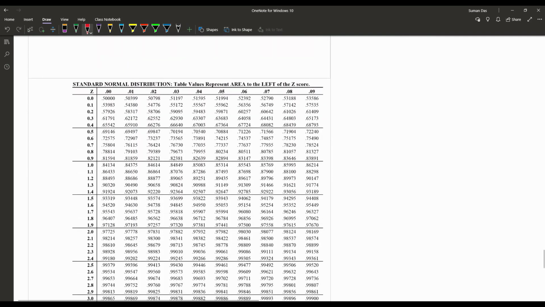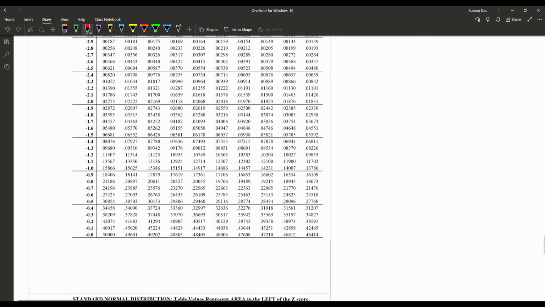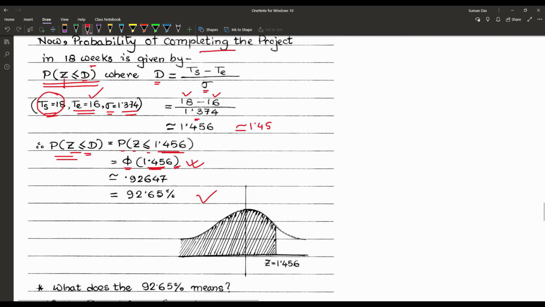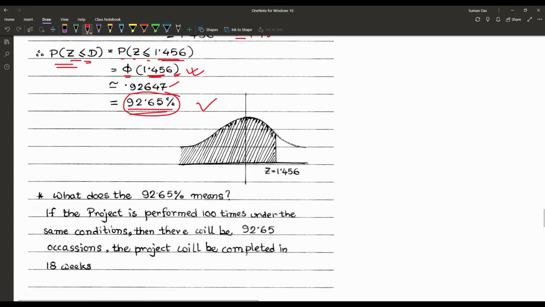So according to the table, 1.4 and 0.05 represent our 1.45, and the value here is 0.92647. So we are writing the value as 0.92647, which is equal to 92.65%.